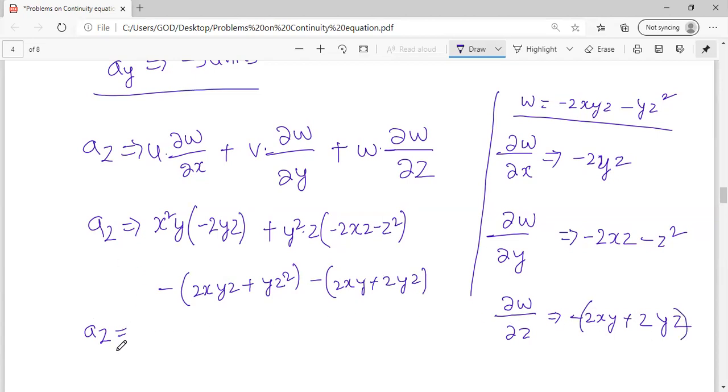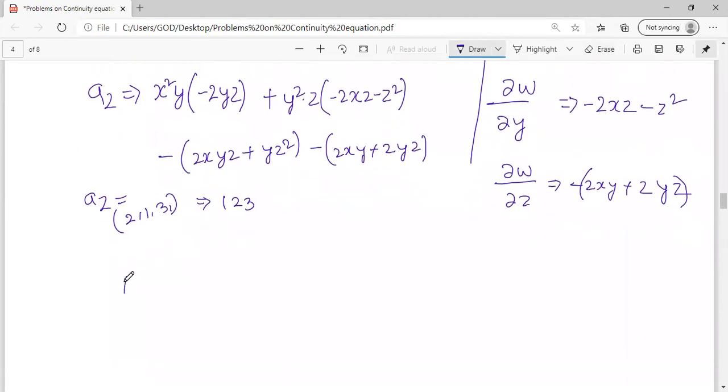Now substitute x, y, z in this at 2, 1, 3, because this is the point where he is interested in the problem, then you will get acceleration along z as, let me check, 1 2 3. The value of az comes out to be 123.